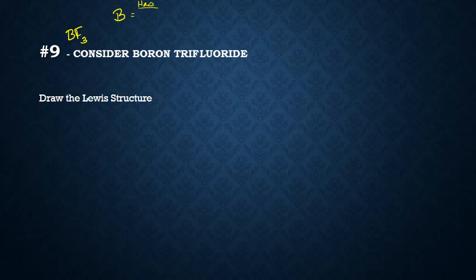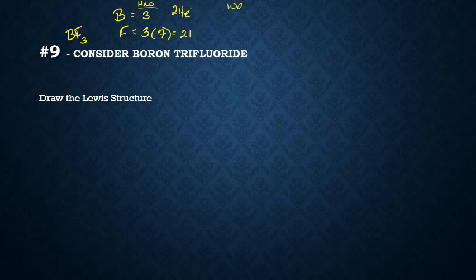Well, boron has 3 valence electrons. Fluorine, there's 3 of them. They each want 7, so that's 21. So this molecule has 24 electrons.